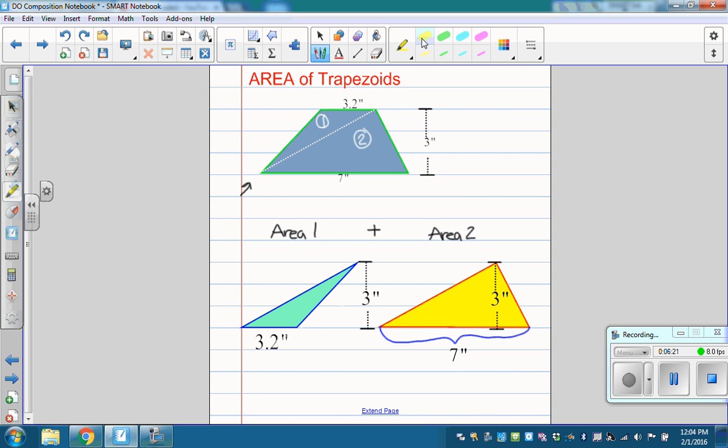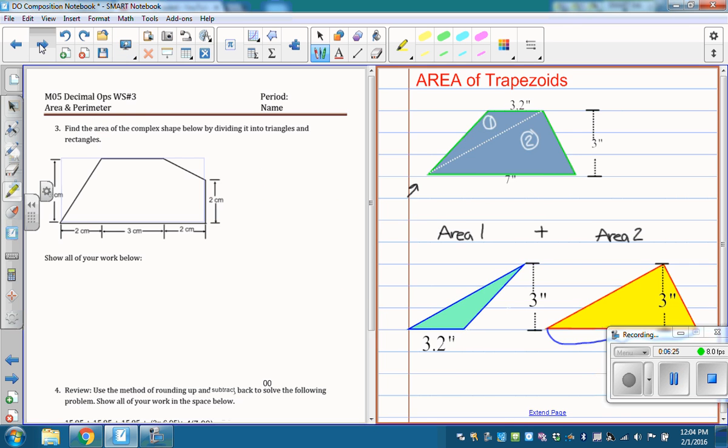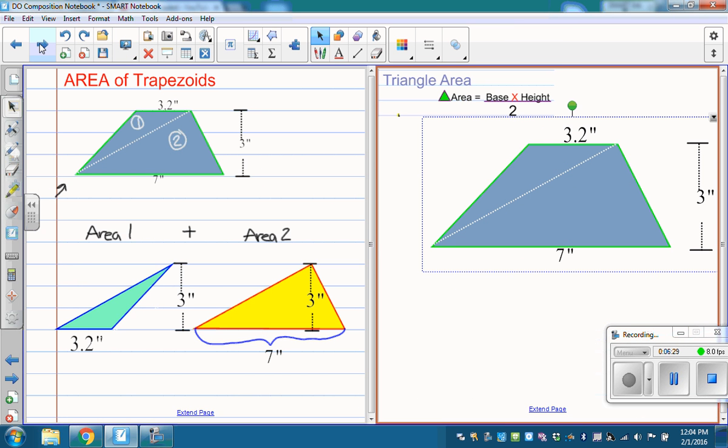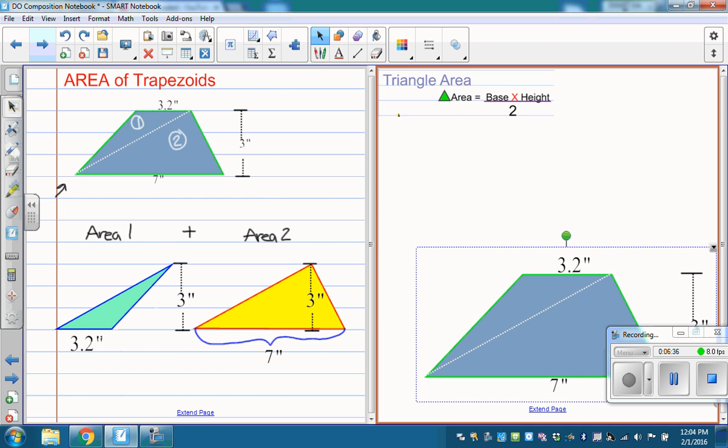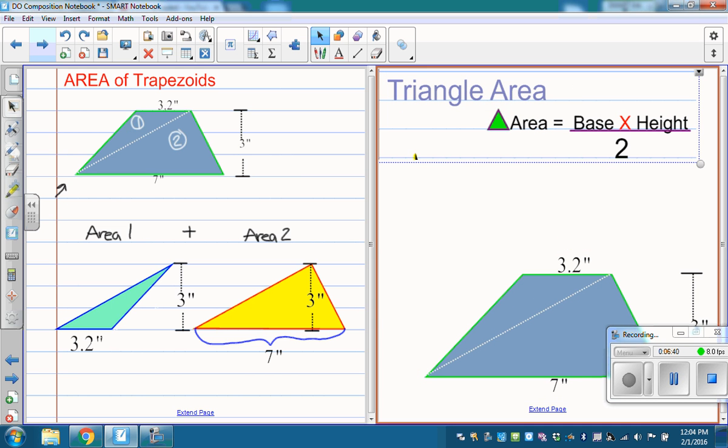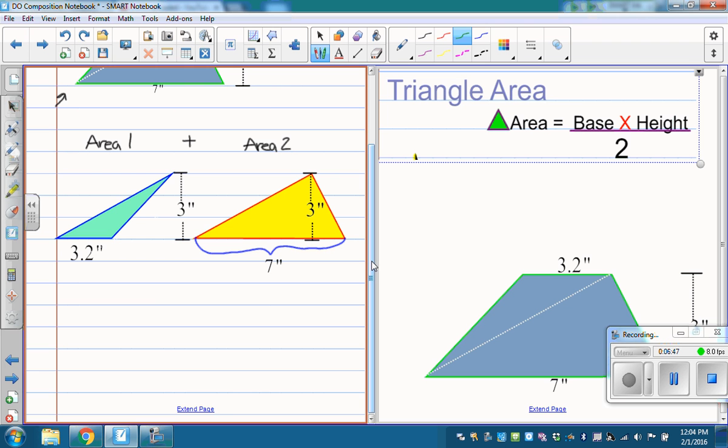Remember from our work last week that we know the area of a triangle is base times height, divided by 2. So we don't really need this anymore because we've cut it up. So we're going to use this rule in our comp book. And one of my suggestions is always to pick up a highlighter and highlight the base and the height, so you know what numbers to use. So the base is 3.2, and the height is 3 here. So for area 1, I'm going to do 3.2 times 3, and then because it's a triangle, I'm going to divide by 2. That's the rule.